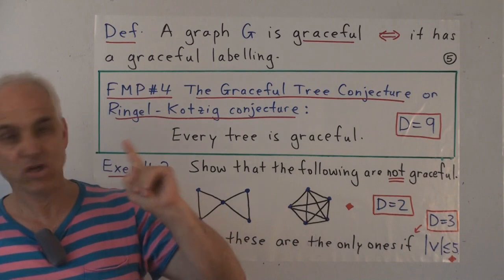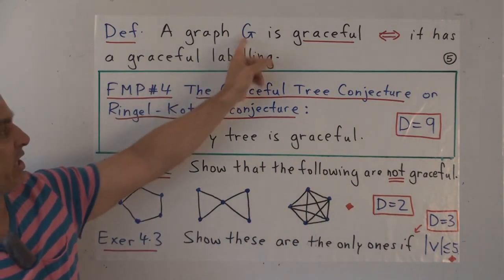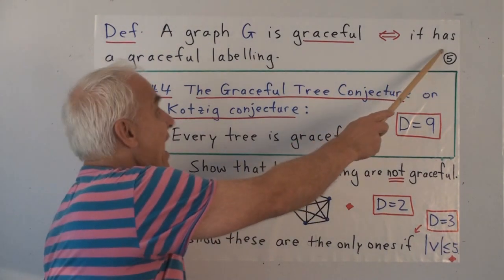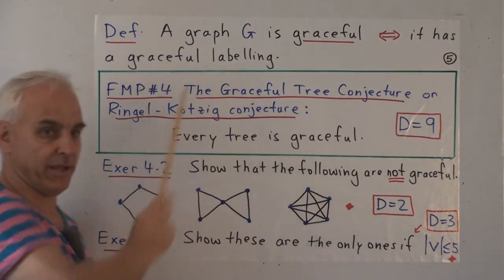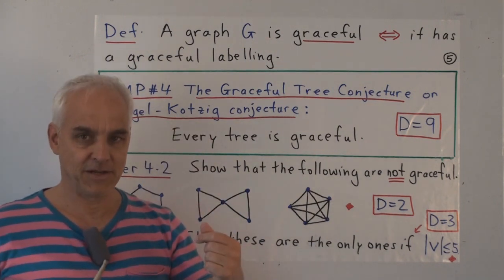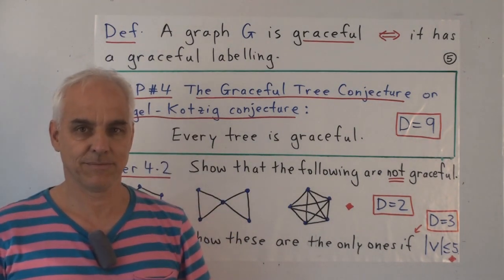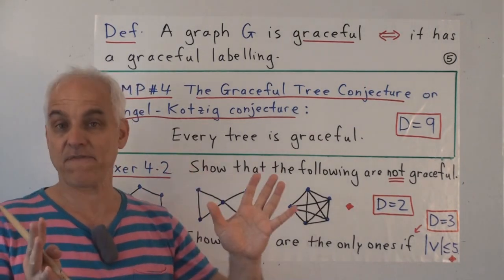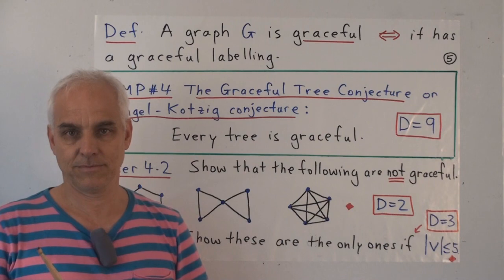All right, so let's make the definition that a graph G is graceful precisely when it has a graceful labeling. If there's some labeling of its vertices which is graceful. As long as we have one graceful labeling, we will call the graph graceful.